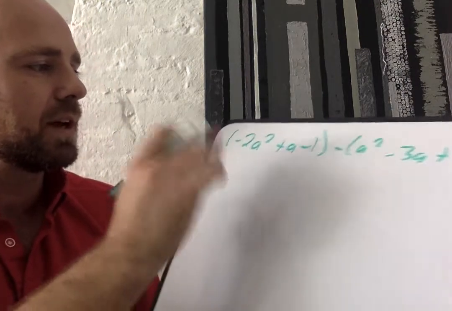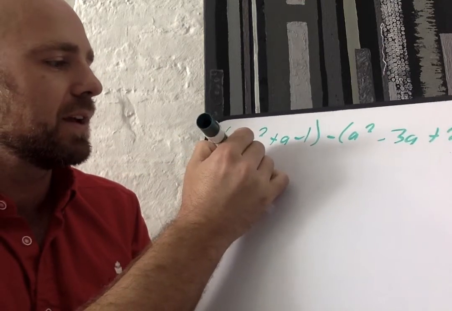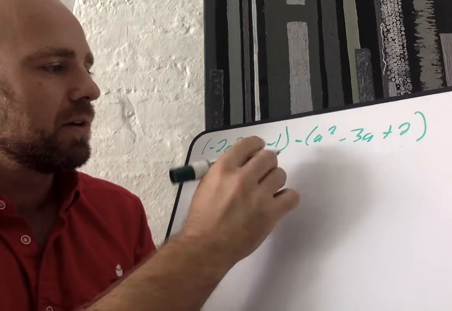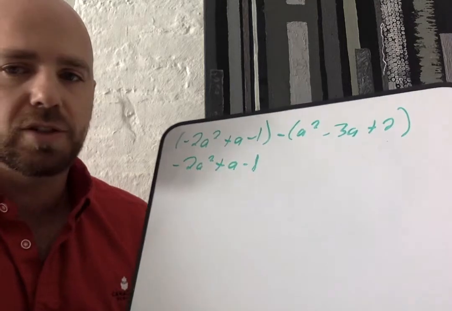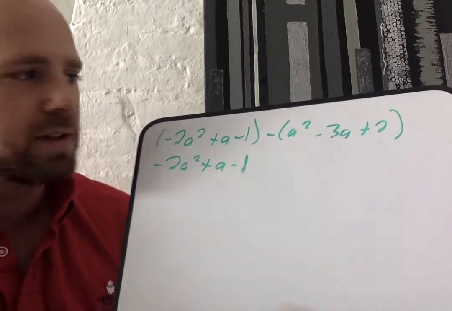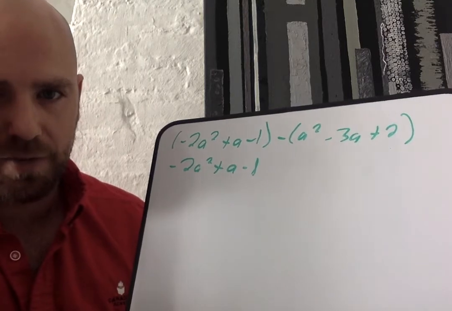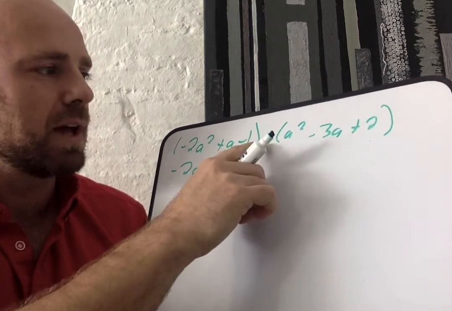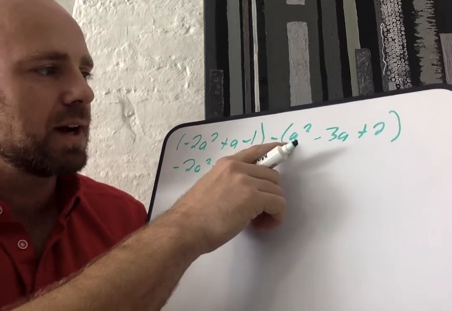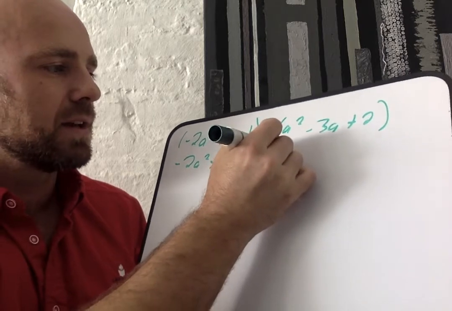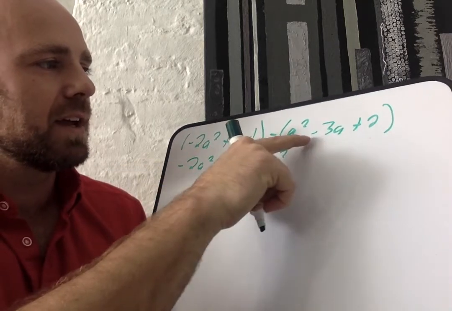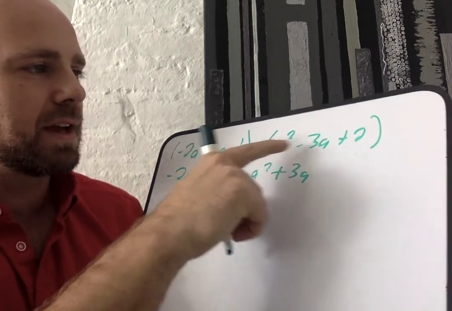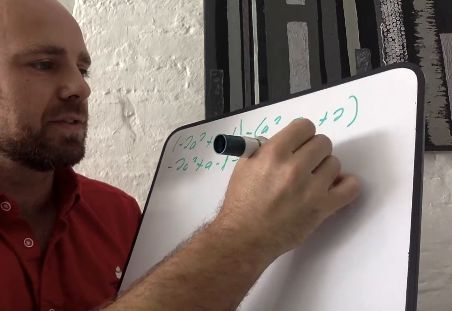So, I can just take out the brackets in the first one. So I've got negative 2a squared plus a minus 1. Okay, now I need to basically take each of these individual terms and multiply it by negative 1. Okay, I'm going to actually skip the step where I put each of them in a bracket. I'm just going to basically apply it. So I'm going to go negative 1 times a squared is going to be minus a squared. I have a negative times a negative 3a is going to be positive 3a. Now I have a negative times a positive 2 is going to be a negative 2.